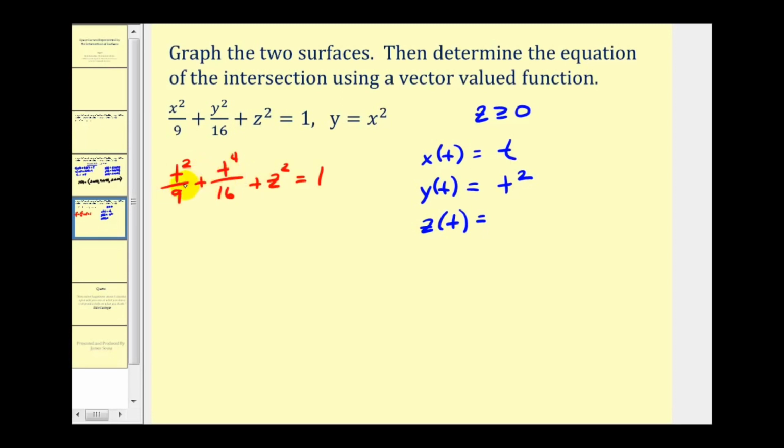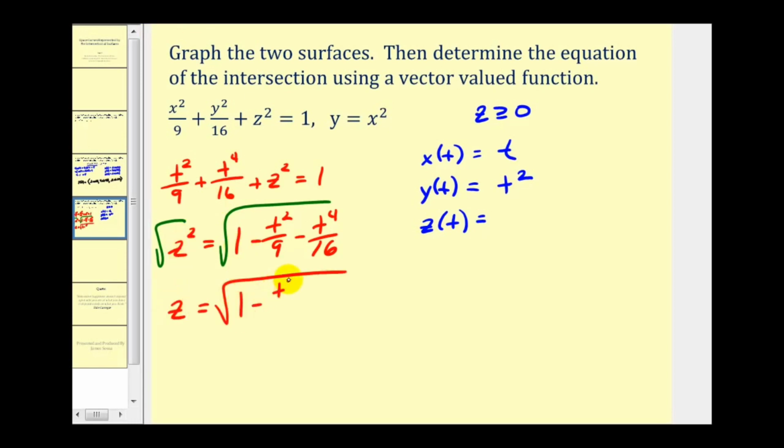We're going to go ahead and subtract these two terms to the right side. So we'd have z squared equals 1 minus t squared over 9 minus t to the 4th over 16. And now we can take the square root of both sides. And because we're only considering z greater than or equal to 0, we're going to use the principal square root here. We're going to have z equals the square root of 1 minus t to the 2nd over 9 minus t to the 4th over 16. And I'm going to go ahead and leave it like this. So now we can express z as a function of t.